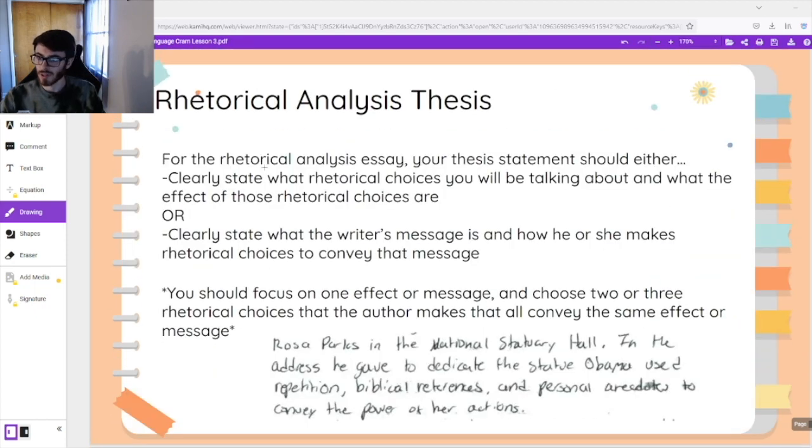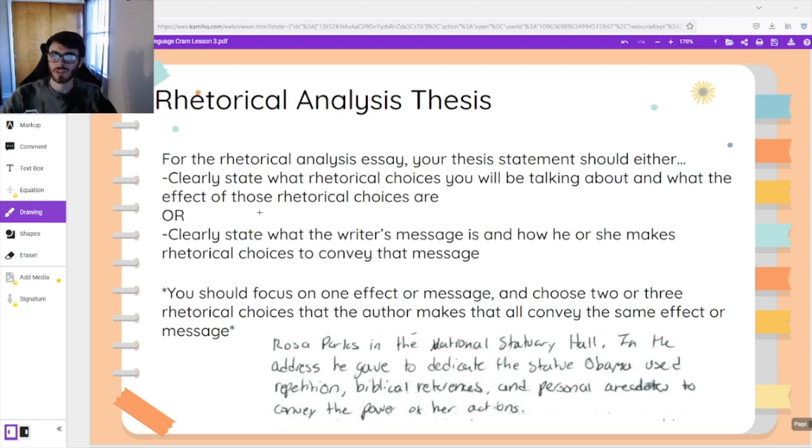One difference, though, with the rhetorical analysis essay versus the argument essay is your thesis. And it's not drastically different, right? Your thesis is still achieving the same main goal. You still want to take a clear position, although it's not really a position in the rhetorical analysis essay, but you want to have a clear point that you can defend, right? But it's a little bit different.